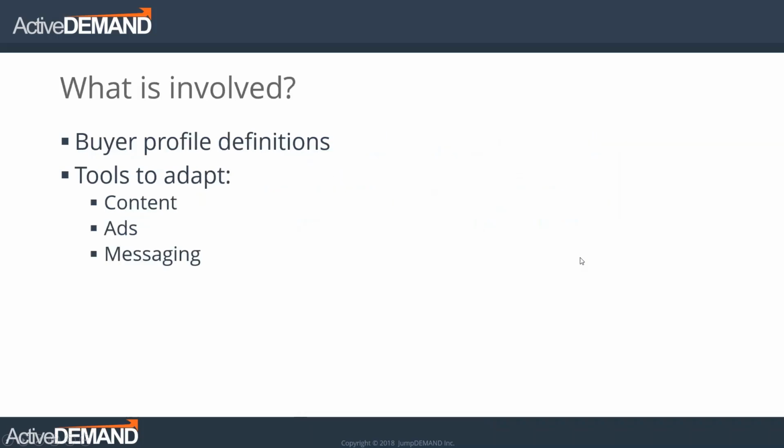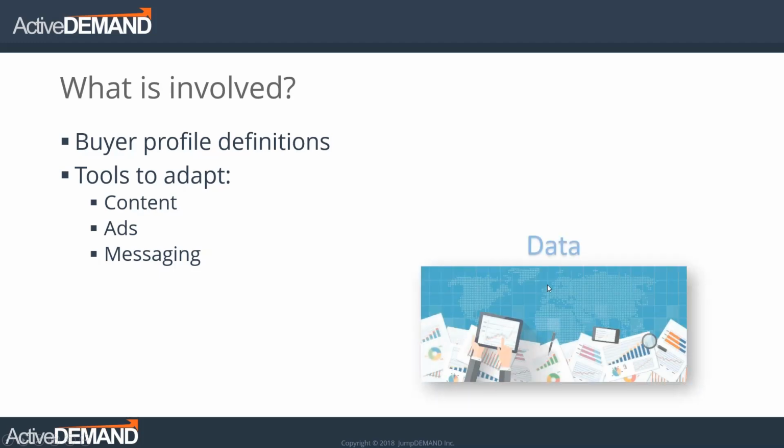So what's involved in this? Well, for starters, we have to have well-defined, or well-established, buyer profiles. And we have to be able to describe who these prospects are and what problems they're trying to solve. And then we need tools to adapt the content, our advertising, and our messaging. And the reality is, because it's digital, we are going to have a very solid data strategy.